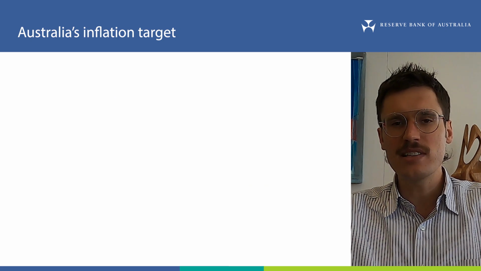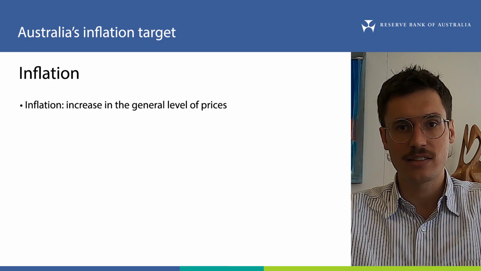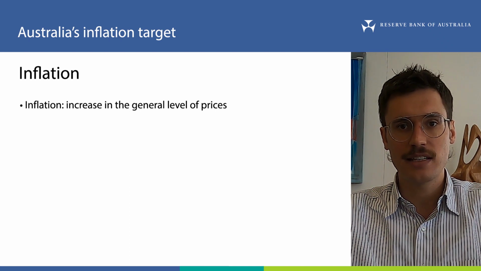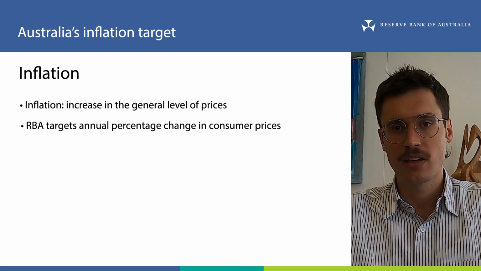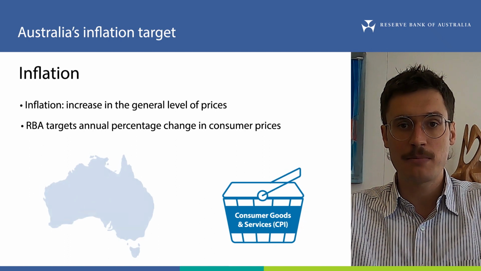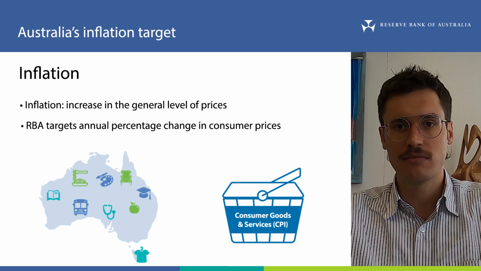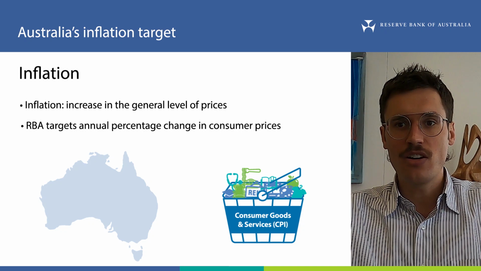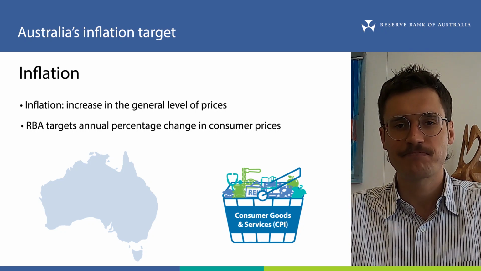But first, what is inflation? Inflation refers to an increase in the general level of prices over time. The specific measure of inflation that the RBA targets is the percentage change in the Consumer Price Index, or CPI. The CPI measures the cost of a basket of goods and services that Australians spend money on, things like food, clothing, entertainment, transport, childcare, health, and some types of housing like rent and new home building. To learn more about consumer price inflation, my colleague Stefano has some videos on the topic.